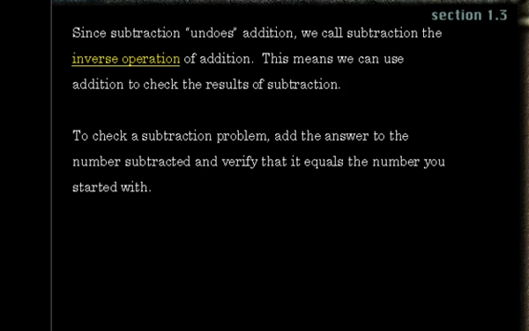Since subtraction undoes addition, we call subtraction the inverse operation of addition. This means we can use addition to check the results of subtraction. To check a subtraction problem, add the answer to the number subtracted and verify that it equals the number you started with.